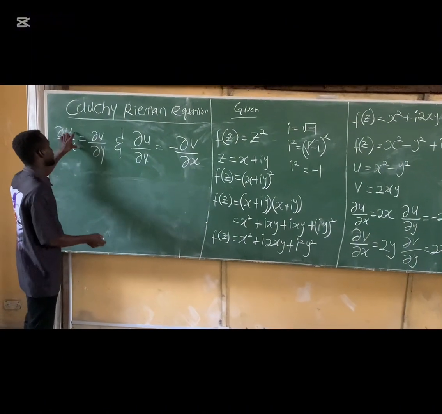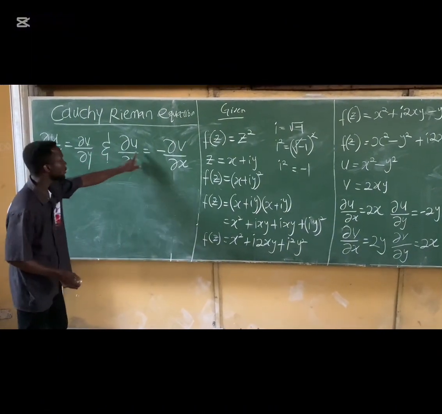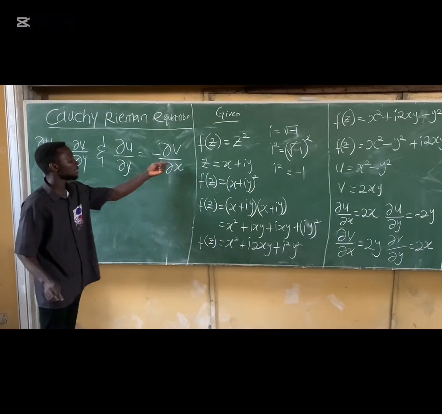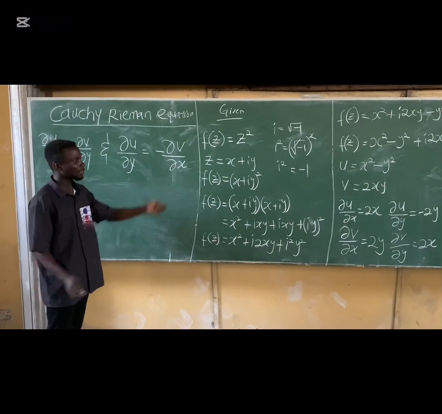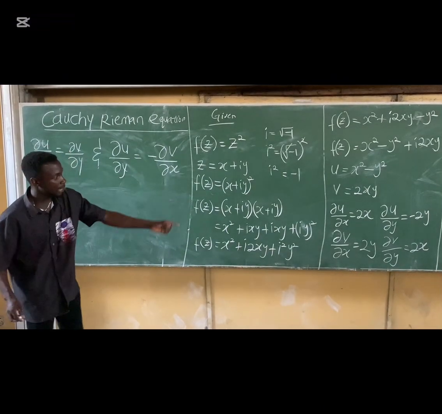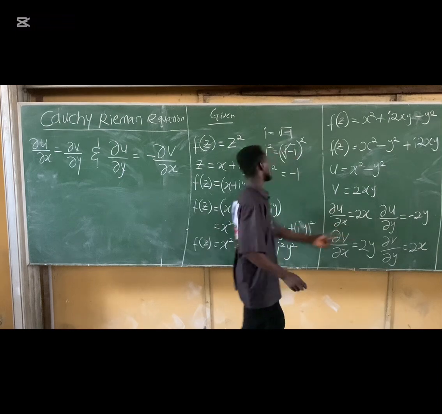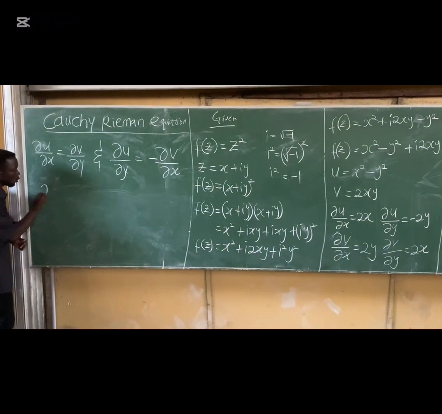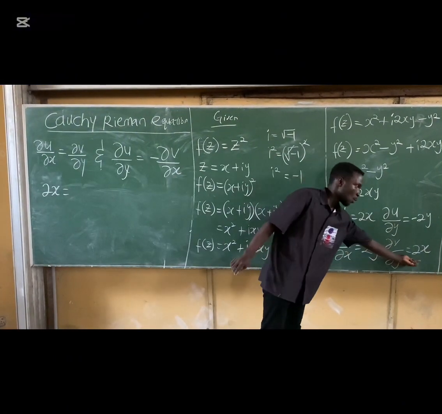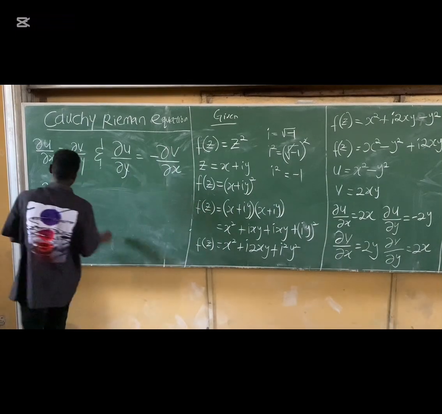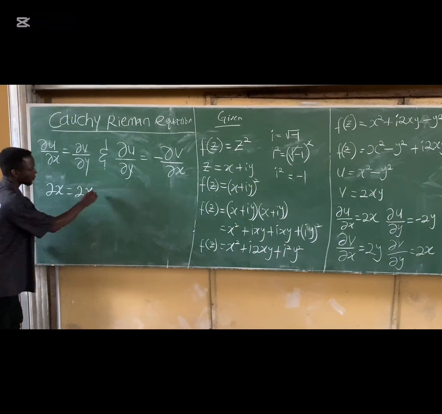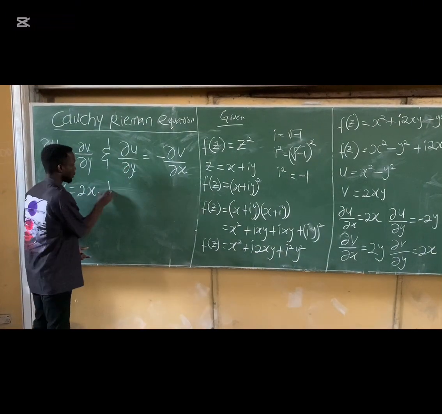Remember that Cauchy-Riemann says that du dx is equal to dv dy, and du dy is equal to minus dv over dx. Let's check if our function satisfies this Cauchy-Riemann condition. So what is our du dx? Our du dx is 2x. And our dv dy is also 2x. So the first condition is satisfied.